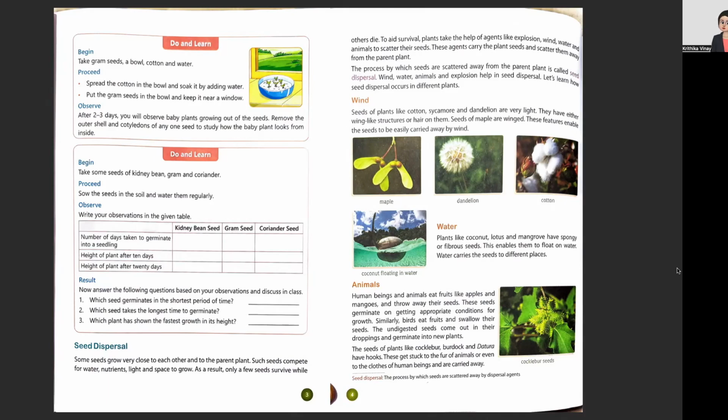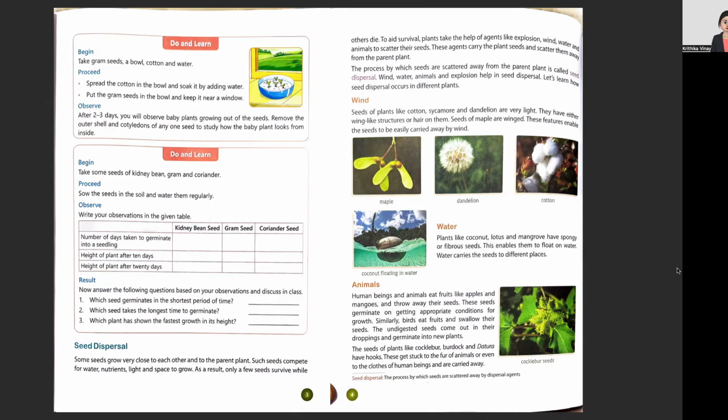Plants like coconut, lotus, and mangrove have spongy or fibrous seeds. This enables them to float on water. Water carries the seeds to different places. Humans or animals. Human beings and animals eat fruits like apples and mangoes, and throw away the seeds.